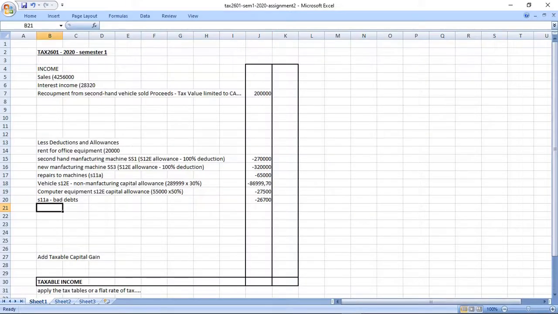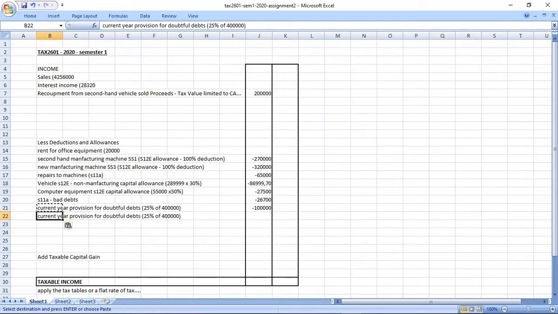So, current year provision for doubtful debts, 25% of 400,000. It's a deduction because it's the current year's amount times 25%, 100,000. Right, and then you would copy paste this. Okay, previous year.